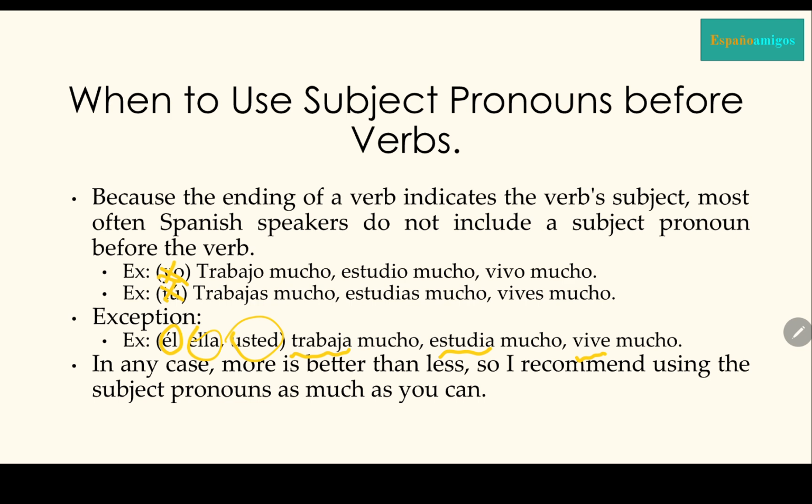Él trabaja mucho. He works a lot. Ella estudia mucho. She studies a lot. Usted vive mucho. You live a lot. Okay? In any case, more is better than less, so I recommend using the subject pronouns as much as you can. If you are a beginner and you are just studying to learn the conjugations, it is always better to use more and use all the subject pronouns.